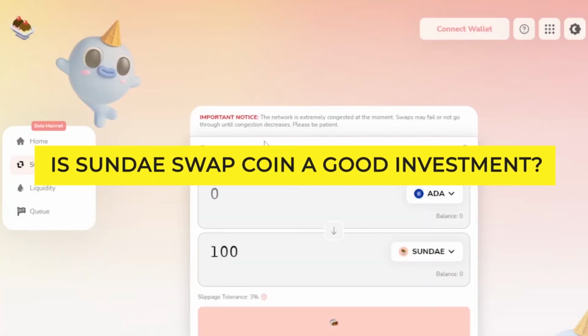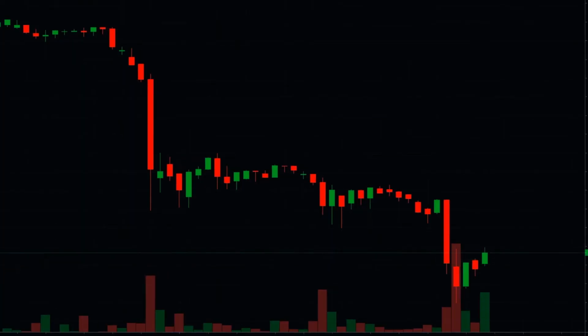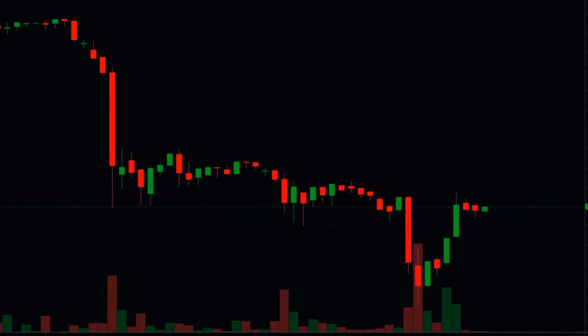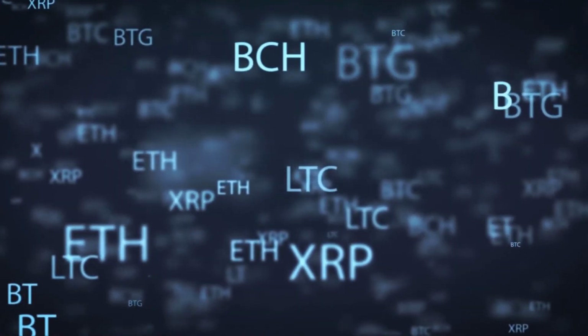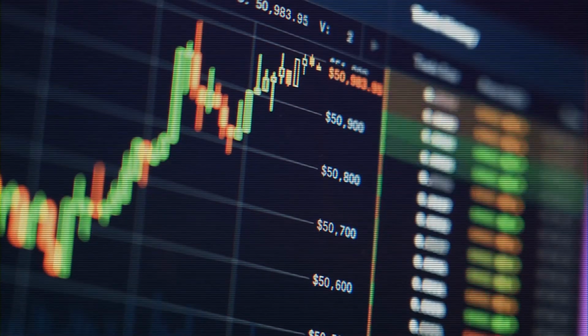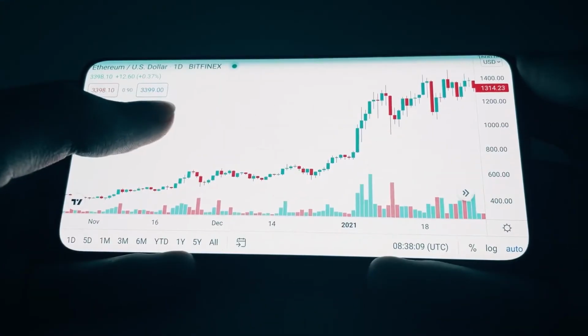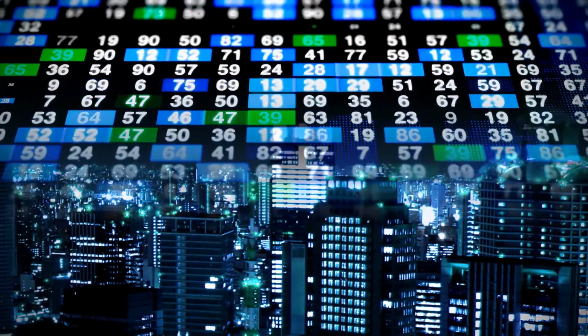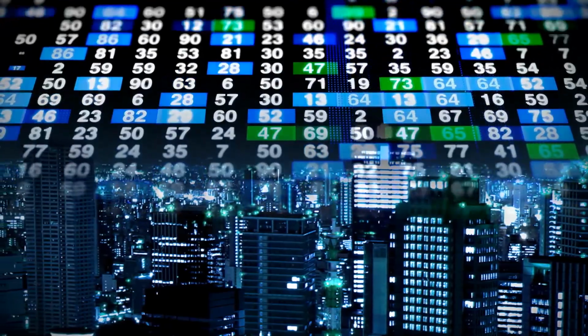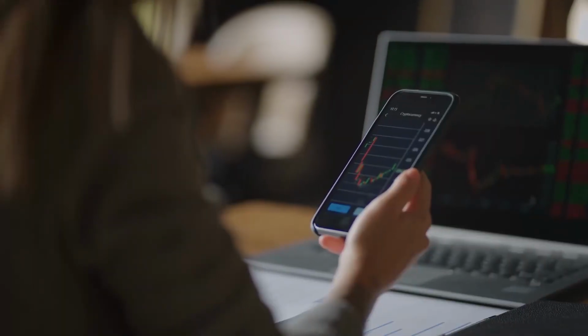Is Sundaeswap coin a good investment? Sundaeswap coins are expected to increase in value in the future as scarcity pushes up prices. Though a somewhat botched launch due to blockchain congestion issues happened, which could deter investors, it is still understandable, considering that the Cardano protocol lacks the scalability that allows actions to be taken in real time. It's still nothing to worry about.